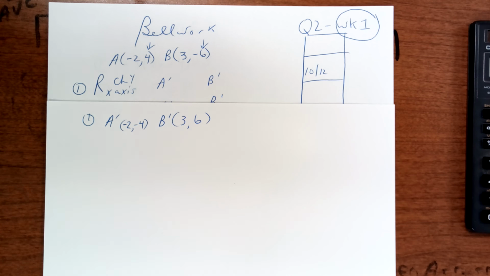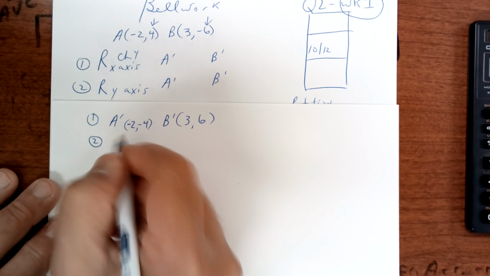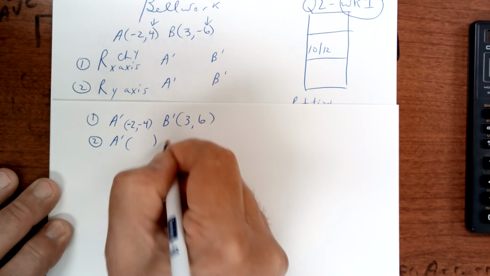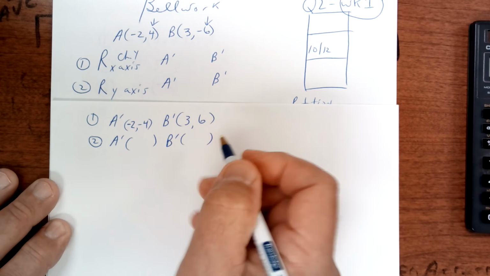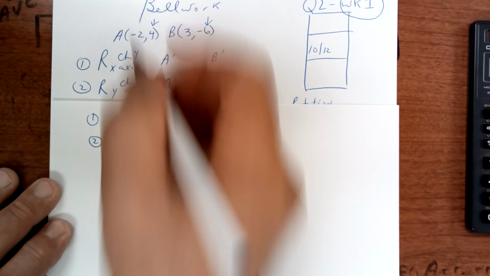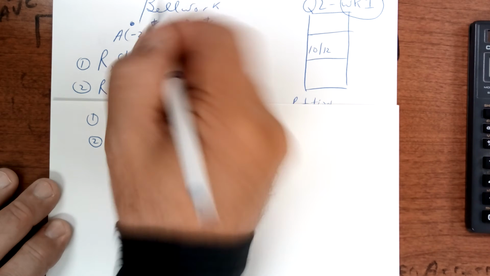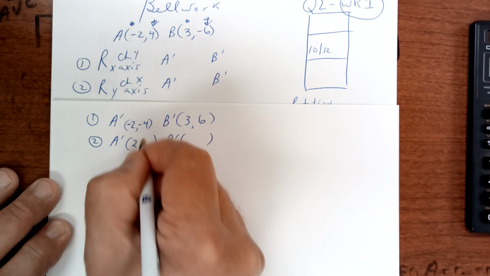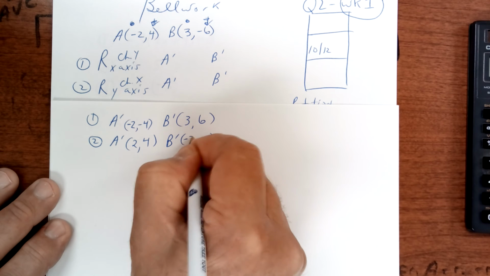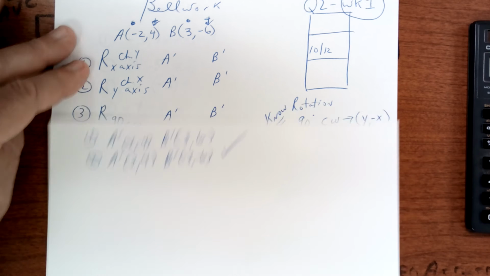On this one, when you reflect over the y-axis, number 2, you have to change the x. Remember, you always change the other one. So here you're going to change the one with the dot. So you're going to get 2 and 4 and -3 and -6. And those are reflections over the x and y axis. Let's take a look here.